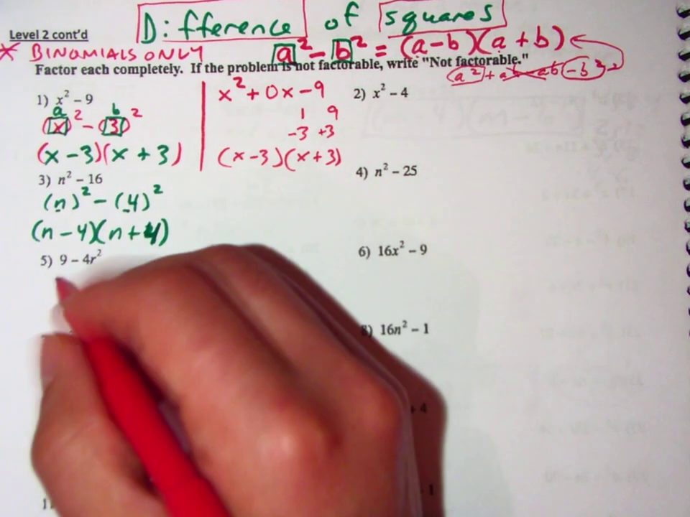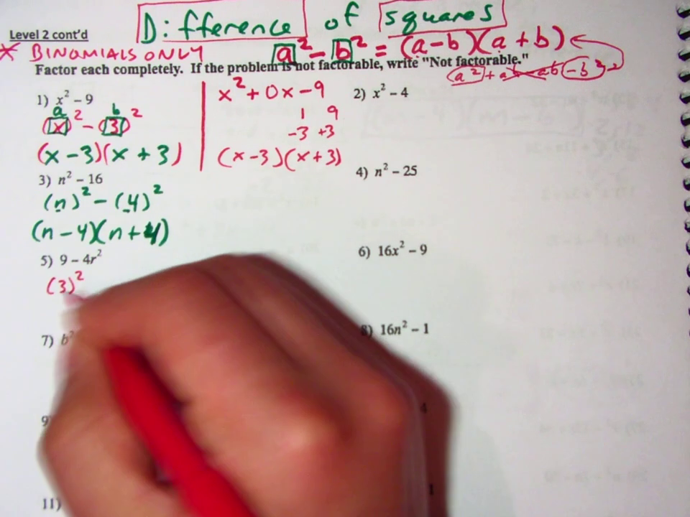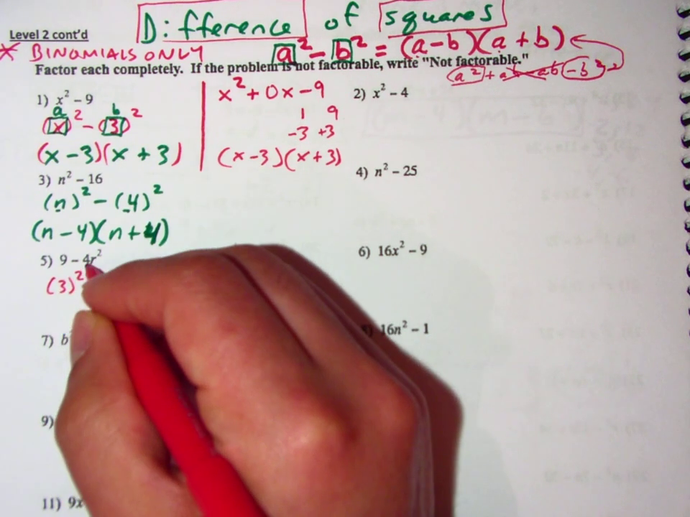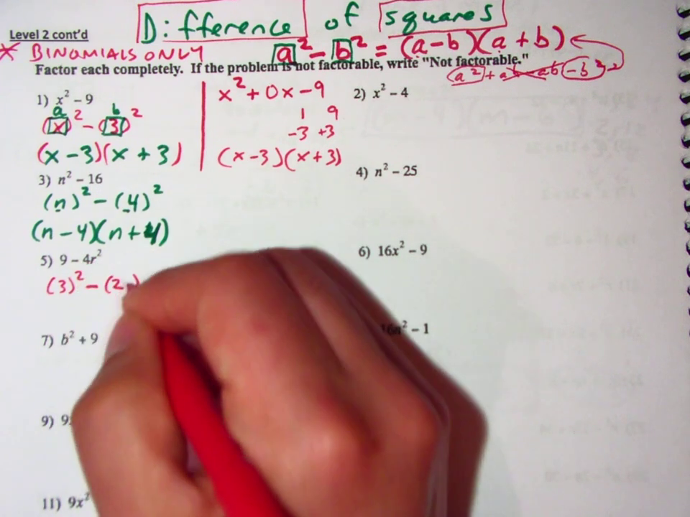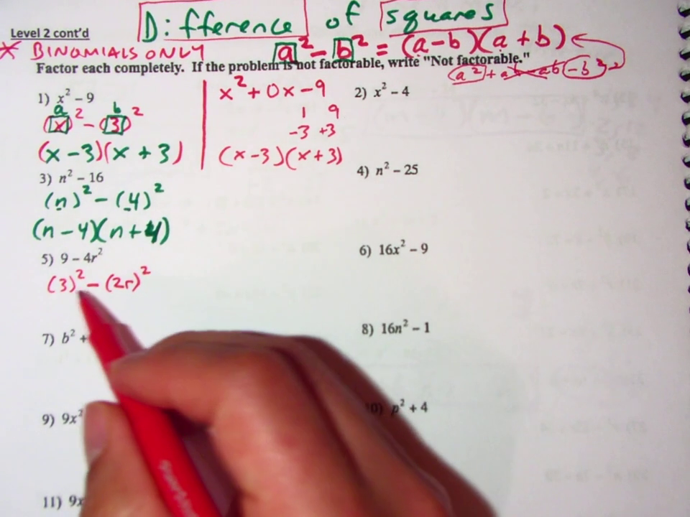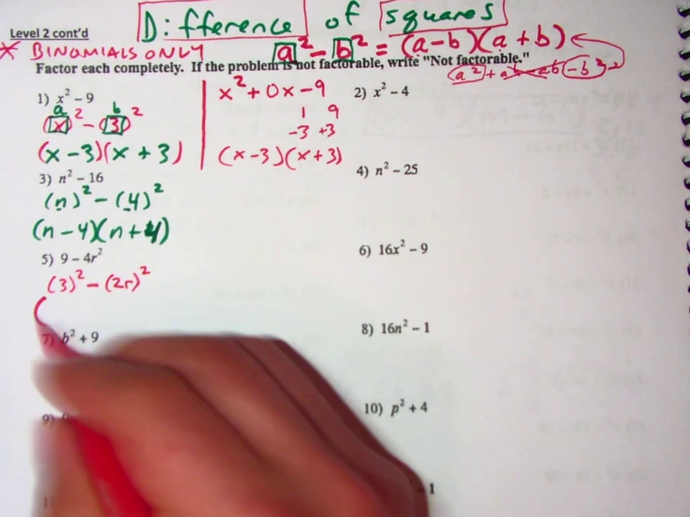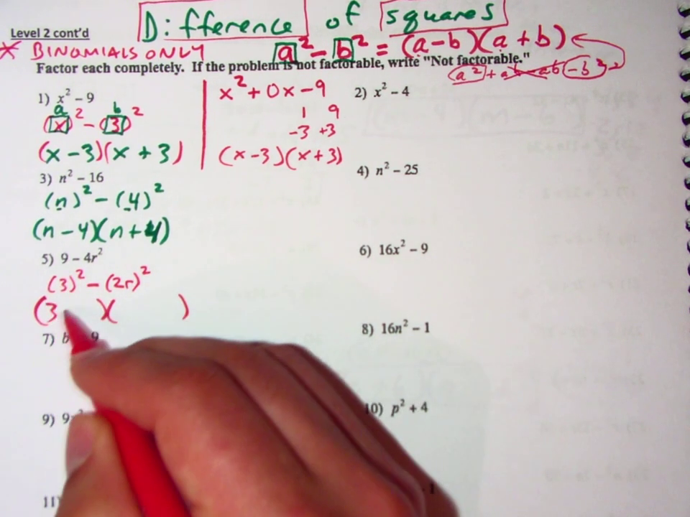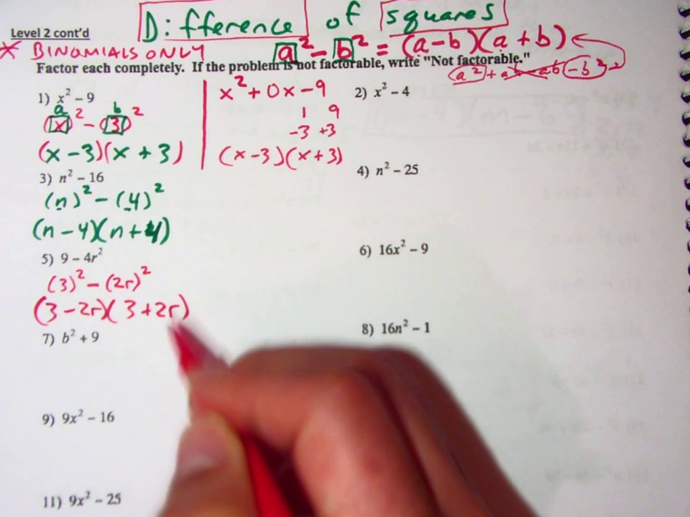And so 9, I know that 9 is the same as 3 squared because 3 times 3 is 9. And if I'm trying to create 4r squared, I know that 2 times 2 is 4, and obviously r times r is r squared. And so you could rewrite it as 3 squared minus (2r) squared. And now you just fill it in. 3 minus 2r times 3 plus 2r. And then you're done.